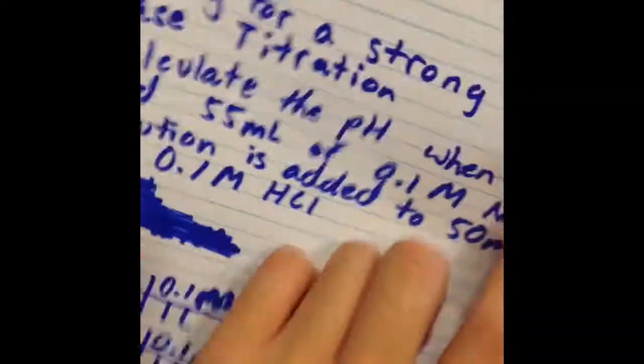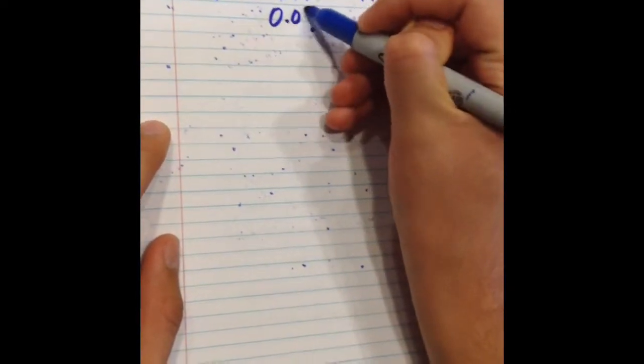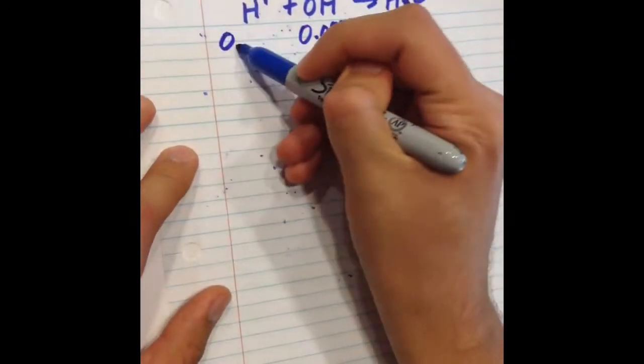Alright, now that we've figured out the pH for the equivalence point, we need to figure out the pH for the end point. We're going to create another ICE table with the equation H+ plus OH- makes H2O. Instead of using the 45 milliliters, we're going to use the 55 milliliters of OH- this time, which is 0.055 liters once you convert milliliters to liters. And the H+ is 0.05.